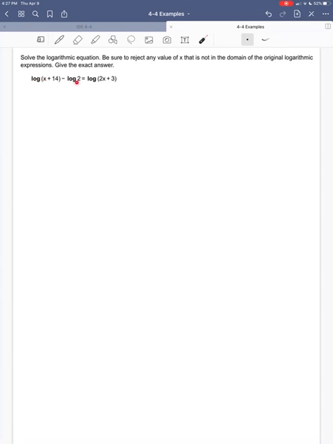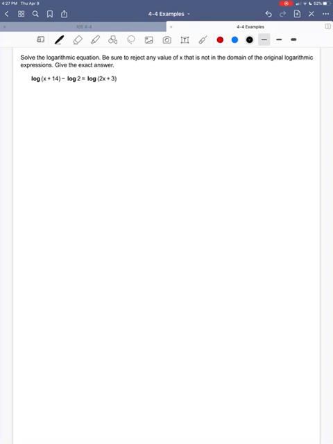Also remember, since there's no base written, that's really base 10. That's not going to be important in this particular problem, but sometimes it is. What's important here is that this is a minus, so I have the difference of two logs. And the property of logarithms we have for that says instead of subtracting two logs, I can have the log of a quotient, which is a division problem. So I'm going to take the first logarithm, x plus 14, and divide by the second, by 2.